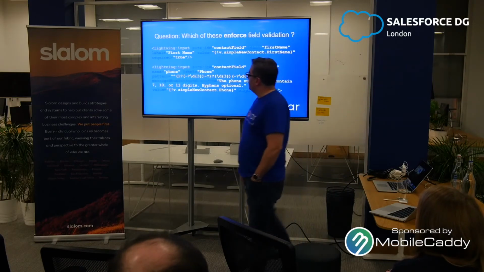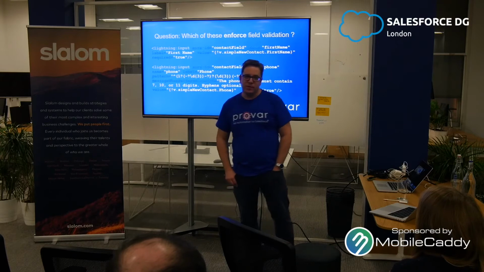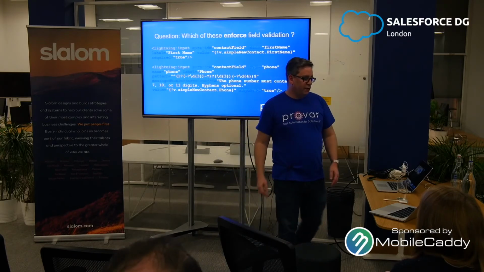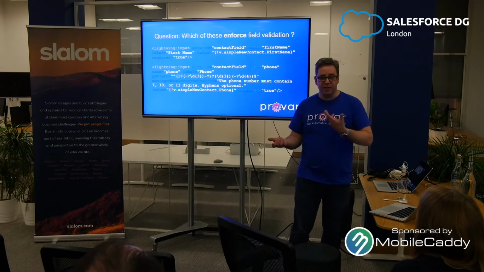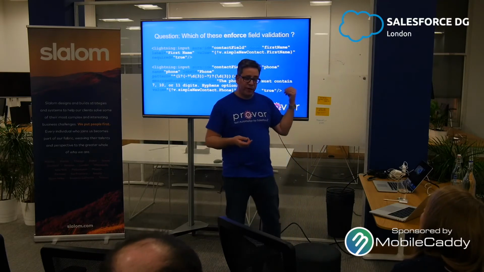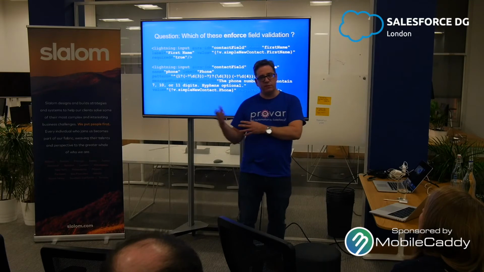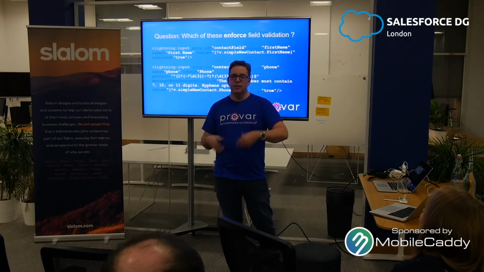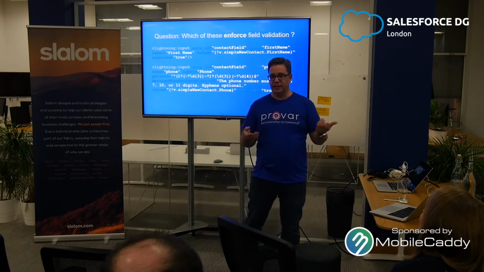So here's a question for you again. I've got two Lightning input statements here. Don't be scared. The first one is just for a first name field on the contact record using Lightning Data Service. It's got required equals true. The second one's similar. It's a phone number. It's got a regular expression pattern there, but it's still got required.